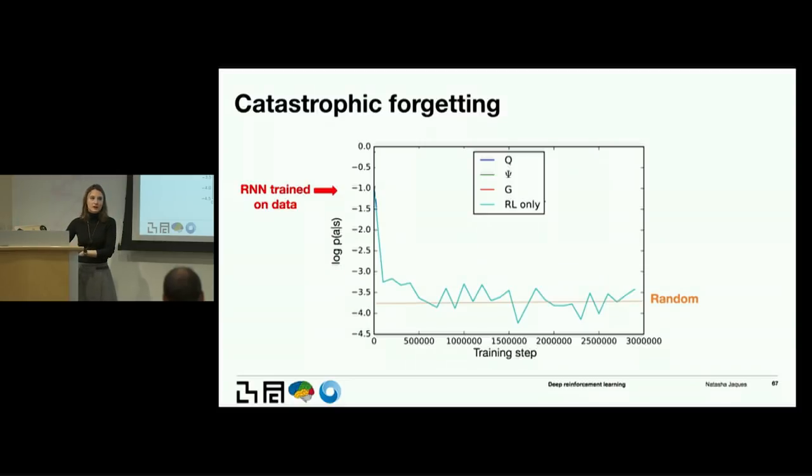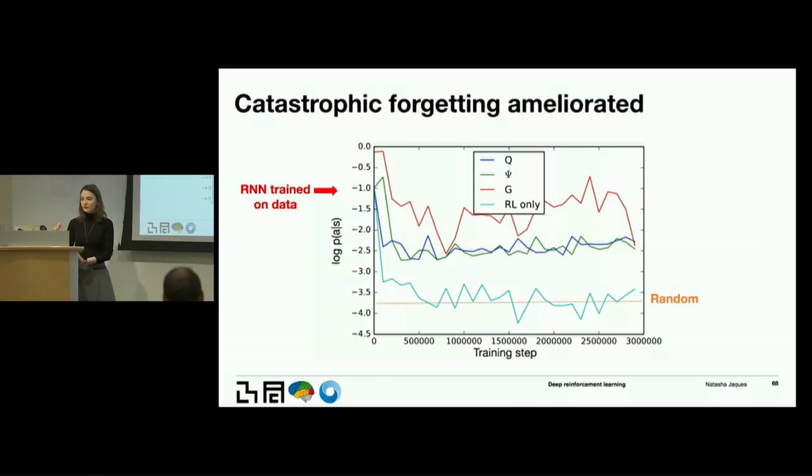We see catastrophic forgetting. So it's forgotten everything from the data. Whereas if you train with the sequence tutor models, we see that the catastrophic forgetting is ameliorated. So it's not forgetting everything it learned from the data, although it is adjusting away from the prior. So we think that's pretty promising.